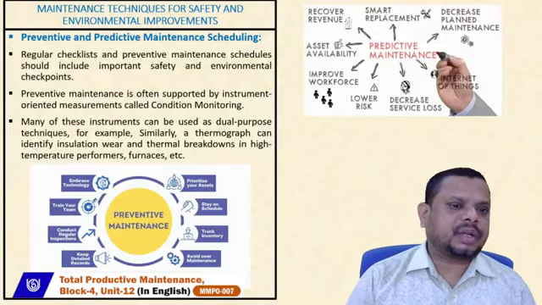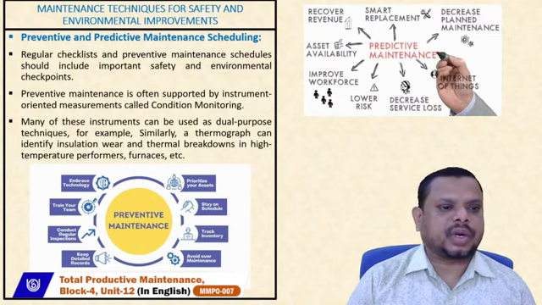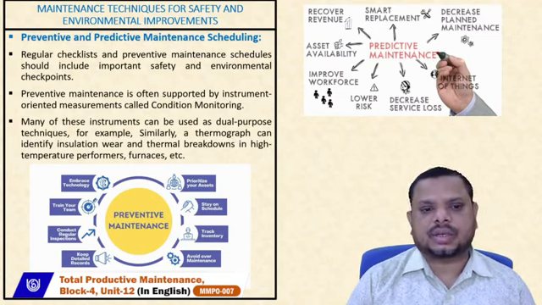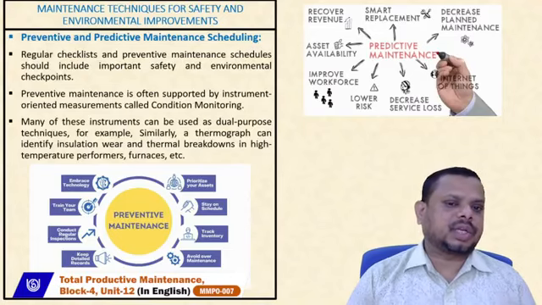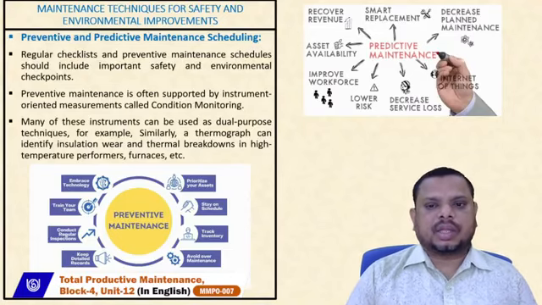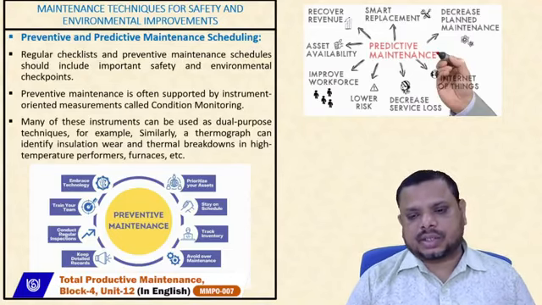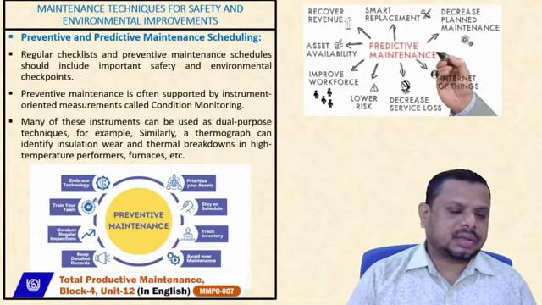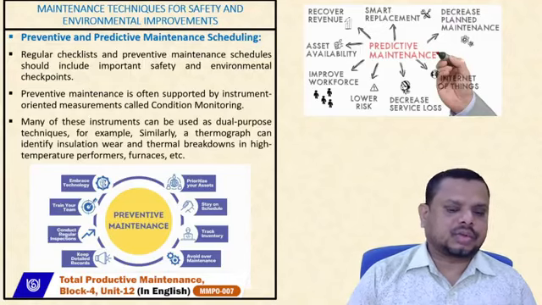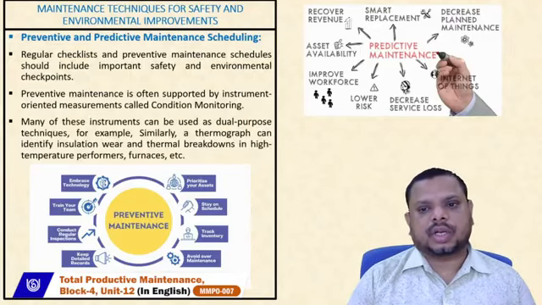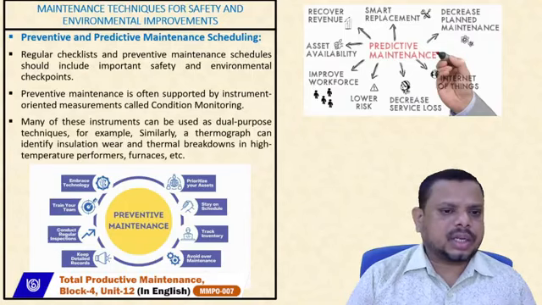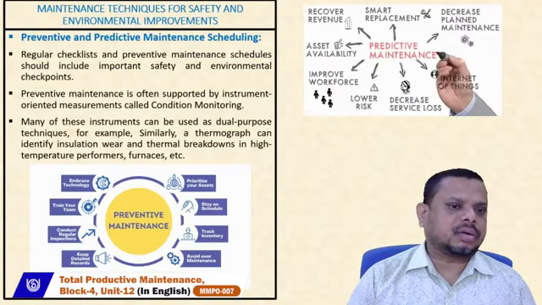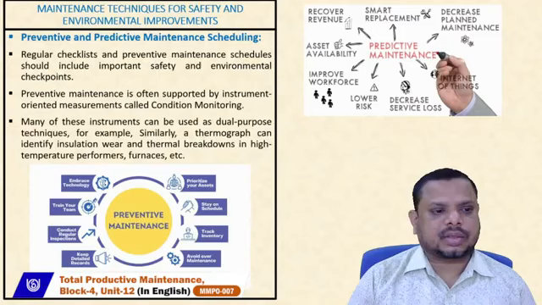The second point is that preventive maintenance is often supported by instrument-oriented measurements. These are called condition monitoring. So what are the different instrument-oriented measurements? They basically use a large number of sensors, Wi-Fi sensors, databases, and IoT support to achieve a higher level of condition monitoring, or continuous condition monitoring, which should be done whenever you implement preventive maintenance.